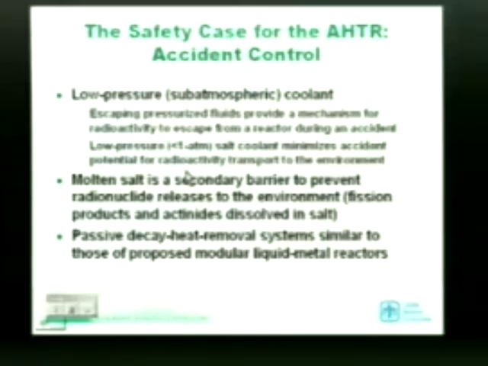The other issue, of course, for reactors is what do you do in the case of an accident. I'd like to briefly describe the safety case for the advanced high-temperature reactor. First, of course, we have a low-pressure atmospheric coolant. That's very important in an accident scenario because escaping pressurized fluids provide the mechanism of radioactive transport from the reactor during an accident. Low-pressure salt coolant minimizes accident potential for radioactive transport. Second, the molten salt is a secondary barrier to prevent the radionuclide releases to the environment.